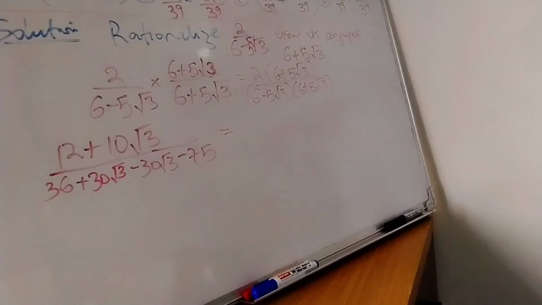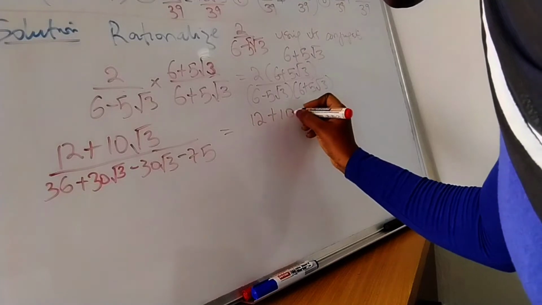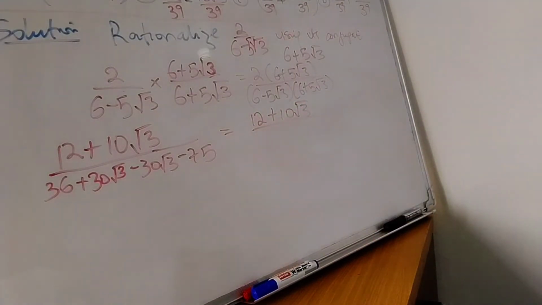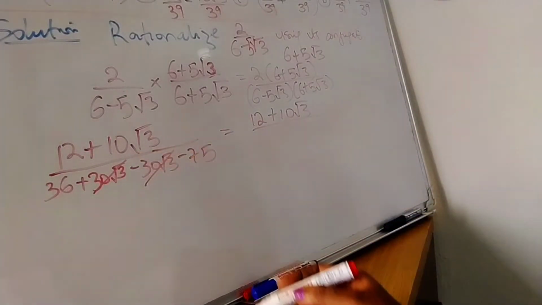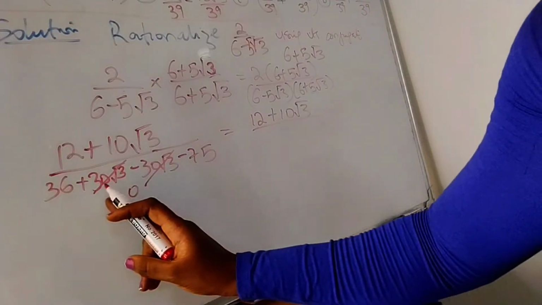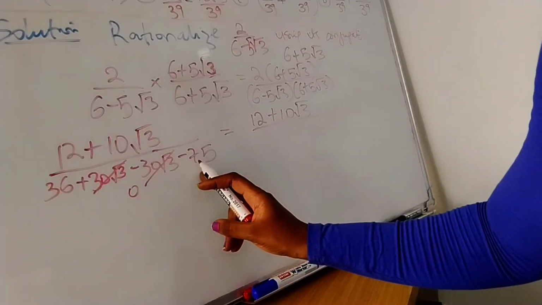Let me clean this up quickly so we can continue. So now the numerator is 12 plus 10 root 3. Then the denominator. This will cancel this, giving us 0. These two numbers are the same, so if they subtract each other, they cancel out. Then we have 36 minus 75.